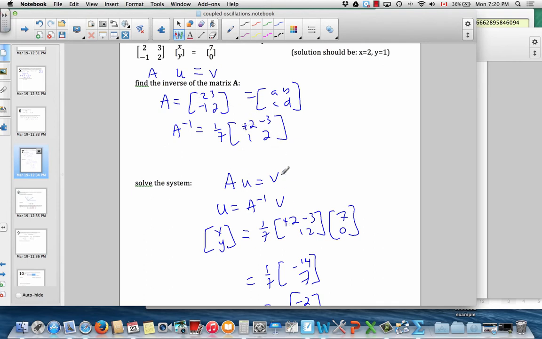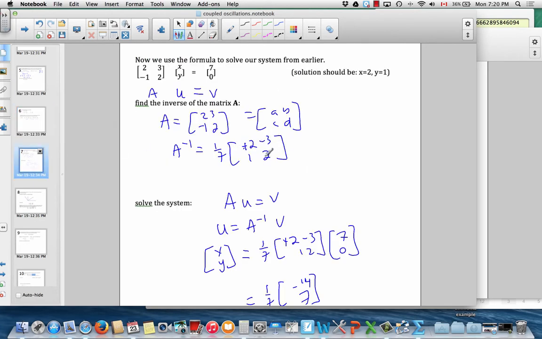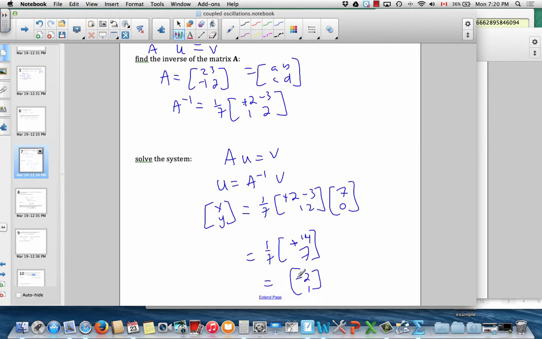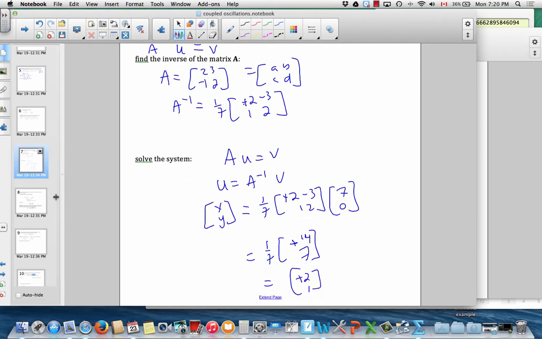So this is positive 2, because the inverse formula that we had, you just switch the location of D and A. You don't make one negative. So my notes had a mistake in them. So these are positive. So this is positive 14. And then we end up with an answer of positive 2 and 1, which we said earlier was the solution to the system. So this inversion process works.